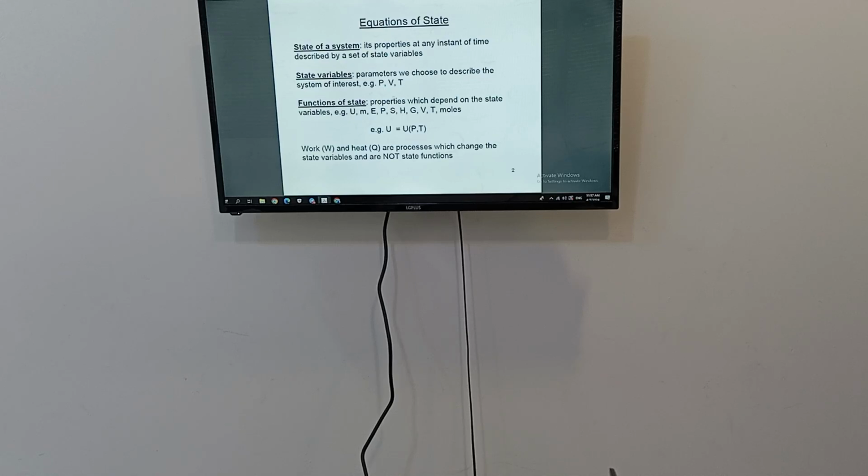Functions of state are properties which depend on the state variables, like internal heat, mass, energy, height, gravitational area, volume, etc. For example, internal energy equals a function of pressure and temperature. Work and heat are processes which change the state variable and are not state functions.